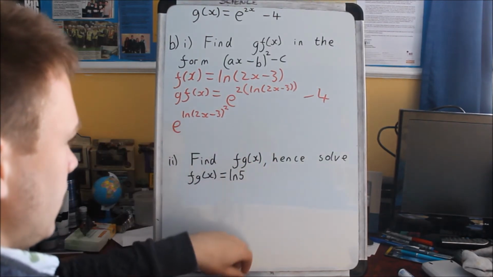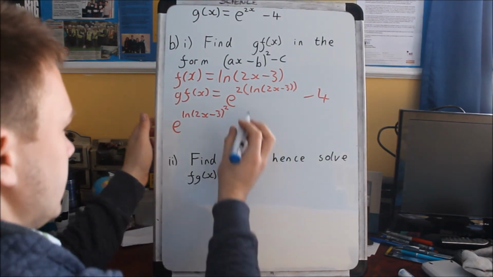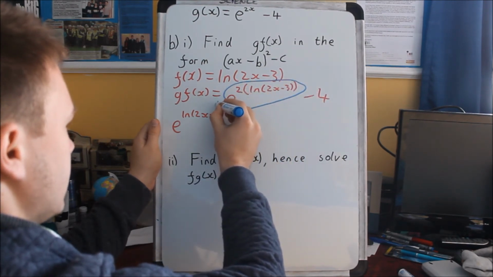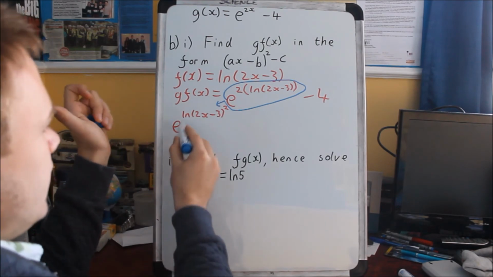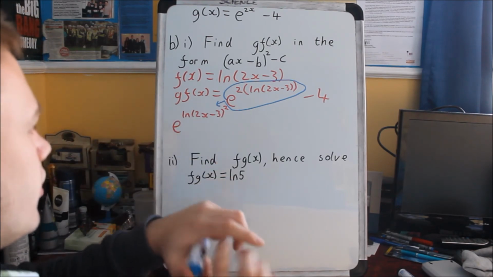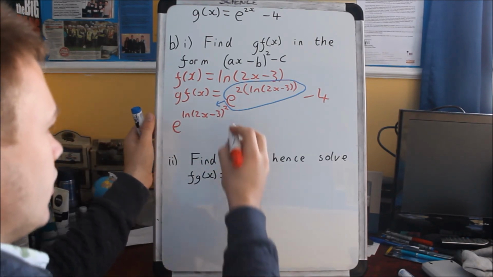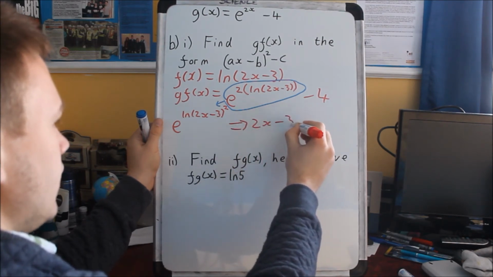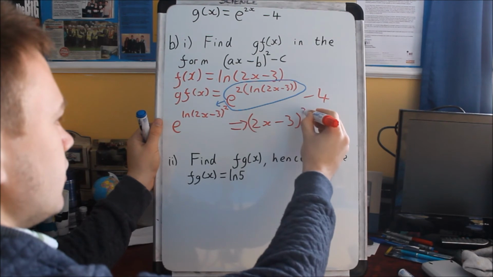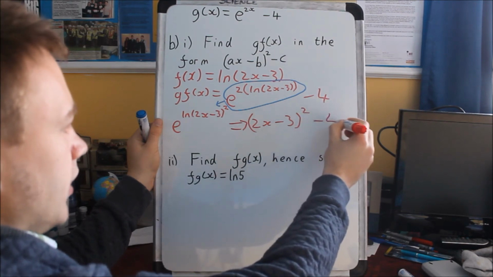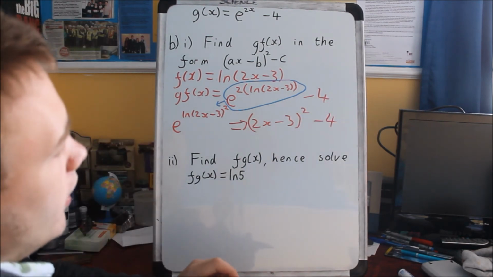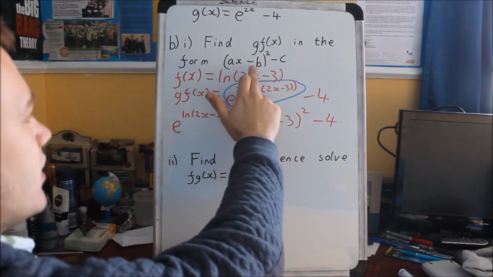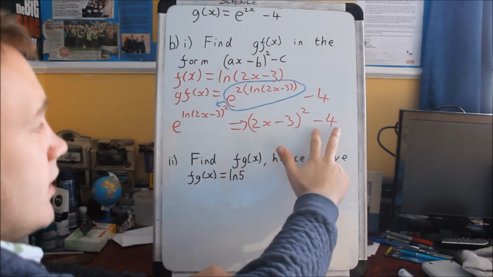I'll separate it with my blue pen so you can see they are different things in case it's getting confusing. That is equivalent to that. Now e to the power of natural log cancels out e in the natural log, so what we're left with is just the 2x minus 3 squared, and then we've still got this minus 4 from here. And it wants it in the form of ax minus b squared minus c, which it is in.